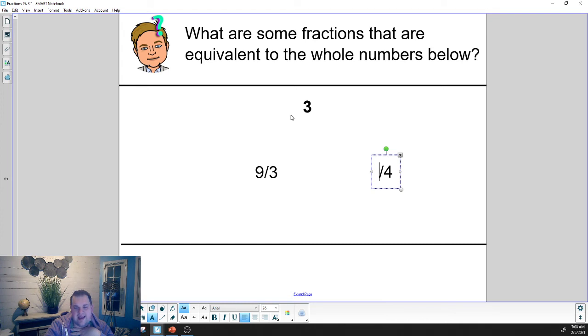All right. If you said 12, you're correct, and here's why. In 1 whole, there would be 4 pieces. In 2 wholes, there would be 8 pieces. And in 3 wholes, there would be 12 pieces. So 12 fourths is equal to 3 wholes.